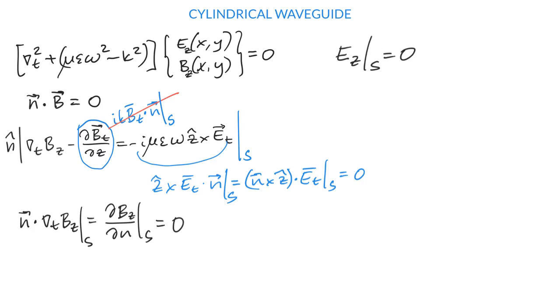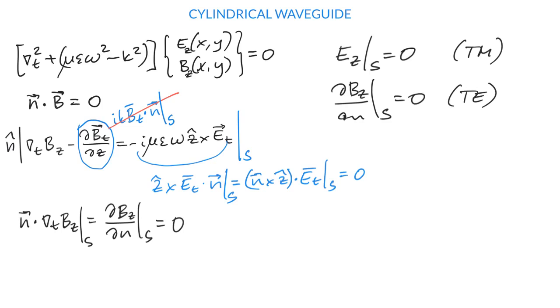So while the boundary condition for E sub z is of the Dirichlet type, the boundary condition for Bz is of the Neumann type. So dBz by dN at the surface is equal to 0. So we have two different types of eigenvalue problem with the same differential equation for transverse magnetic and transverse electric modes. For transverse magnetic mode, we use the Dirichlet condition, and for transverse electric, we use the Neumann type.